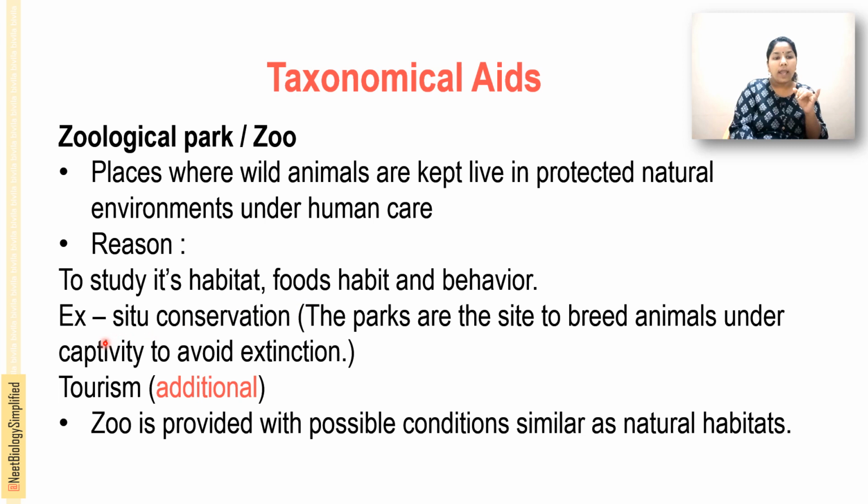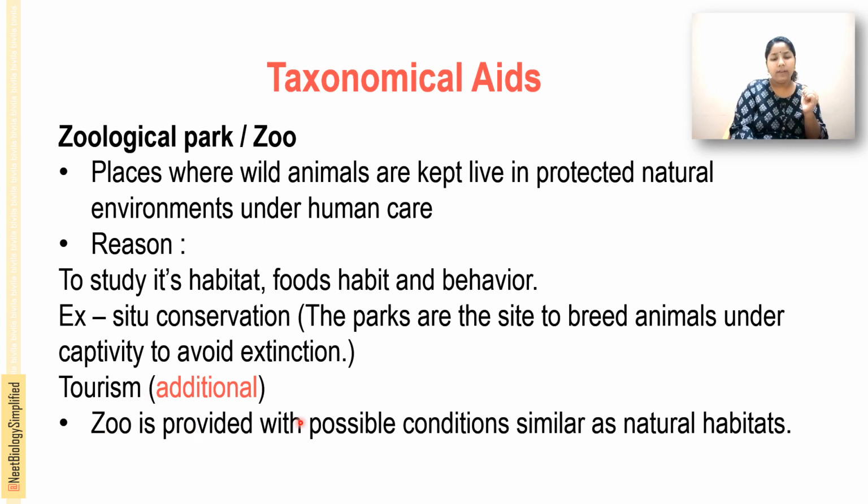And conservation is also there, that is, the parks are sites to breed animals under captivity to avoid extinction. So many animals are facing extinction, so the parks provide a natural environment for them to breed so that they can be protected from extinction. In addition, they are open to the public, people can visit the zoos, right? So tourism is another reason that we keep live animals in the zoo.